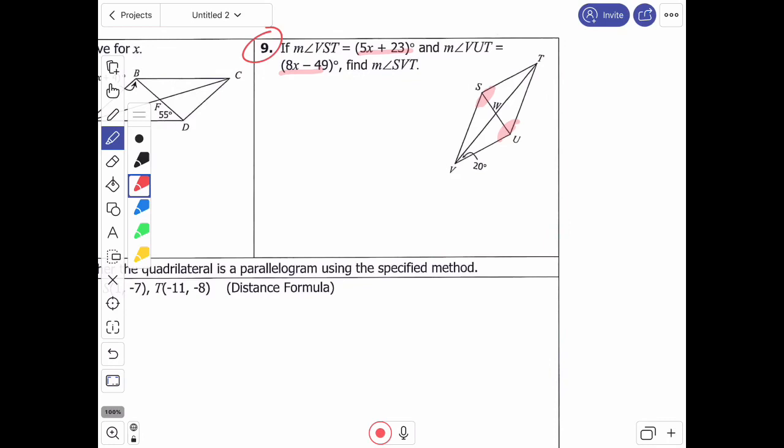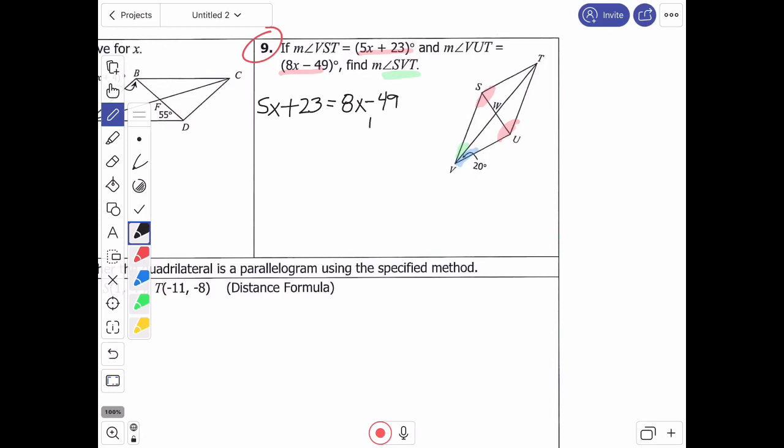And then I'm going to find this angle SVT. SVT is right down here. Okay. Ooh, and they tell us that this angle is 20. So I don't know if those are congruent, so I made them different colors. But I'm going to start by having 5x plus 23 equals 8x minus 49.